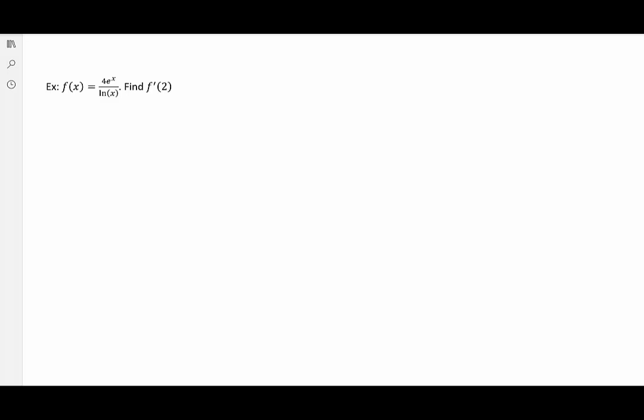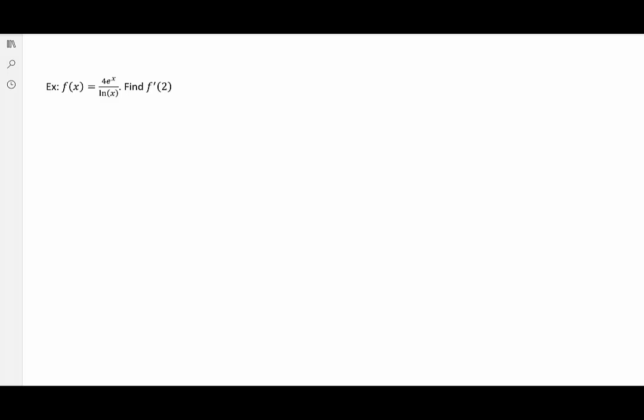F of x equals 4e to the x over the natural log of x. They want us to find f prime of 2. So what that means is we need to find our derivative via the quotient rule, and then we need to plug in 2 for x. All right, so let's see here.